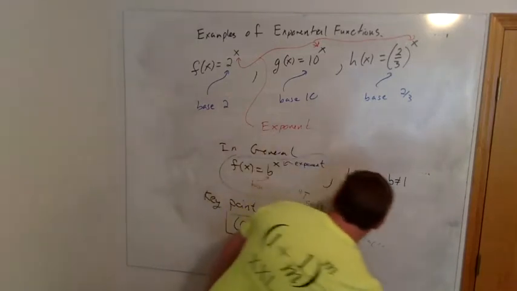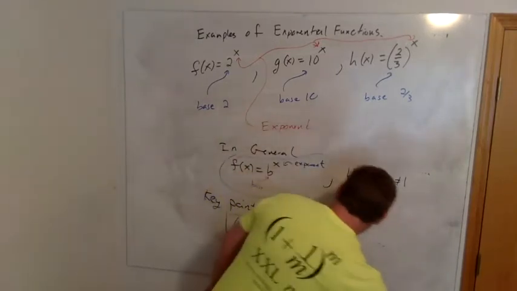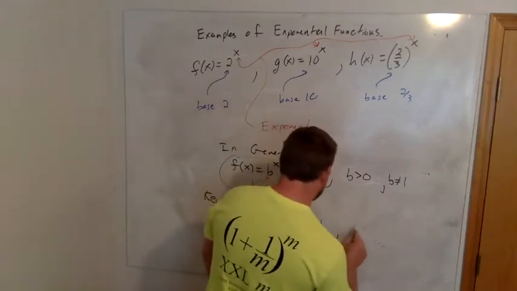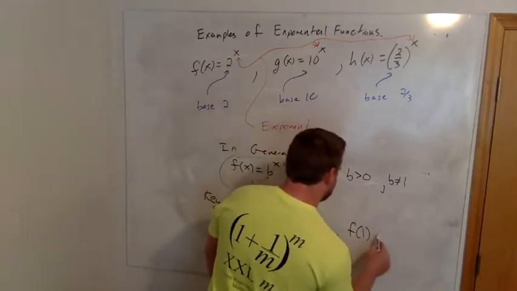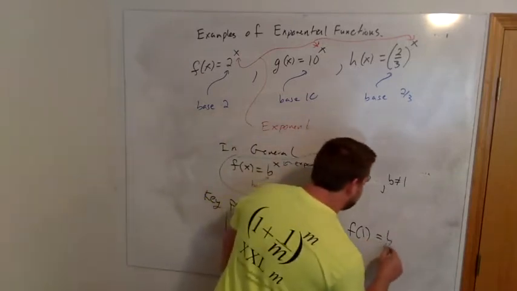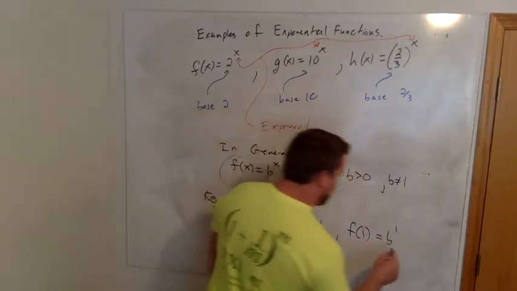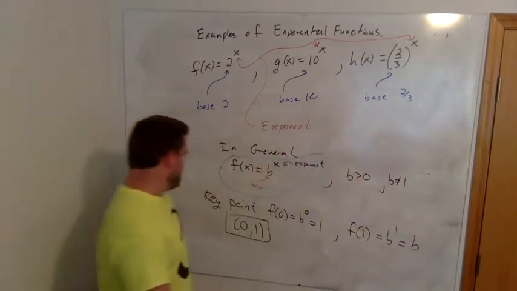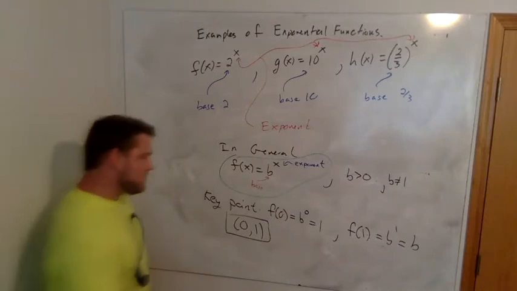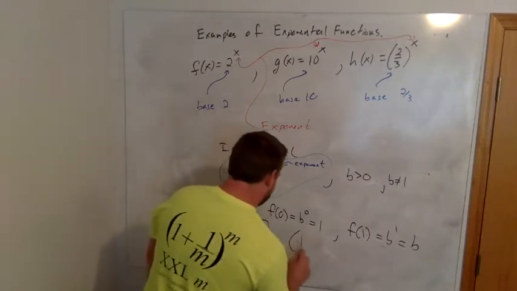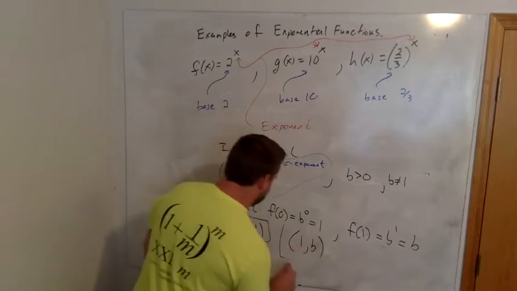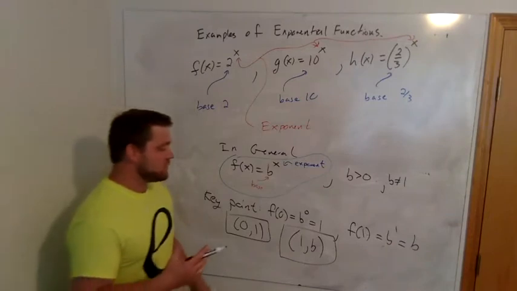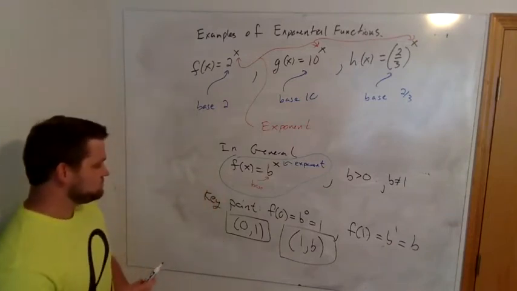Another key point we're going to want to pay attention to: another good number to input into the function is 1. If you plug in 1, you'll get b to the first power, and anything raised to the first power is just itself, b. So the point (0, 1) will always be on the graph, and also the point (1, b) will be on the graph. Let's hold on to these. These are key points that we're always going to want to pay attention to, specifically when we start transforming these functions.